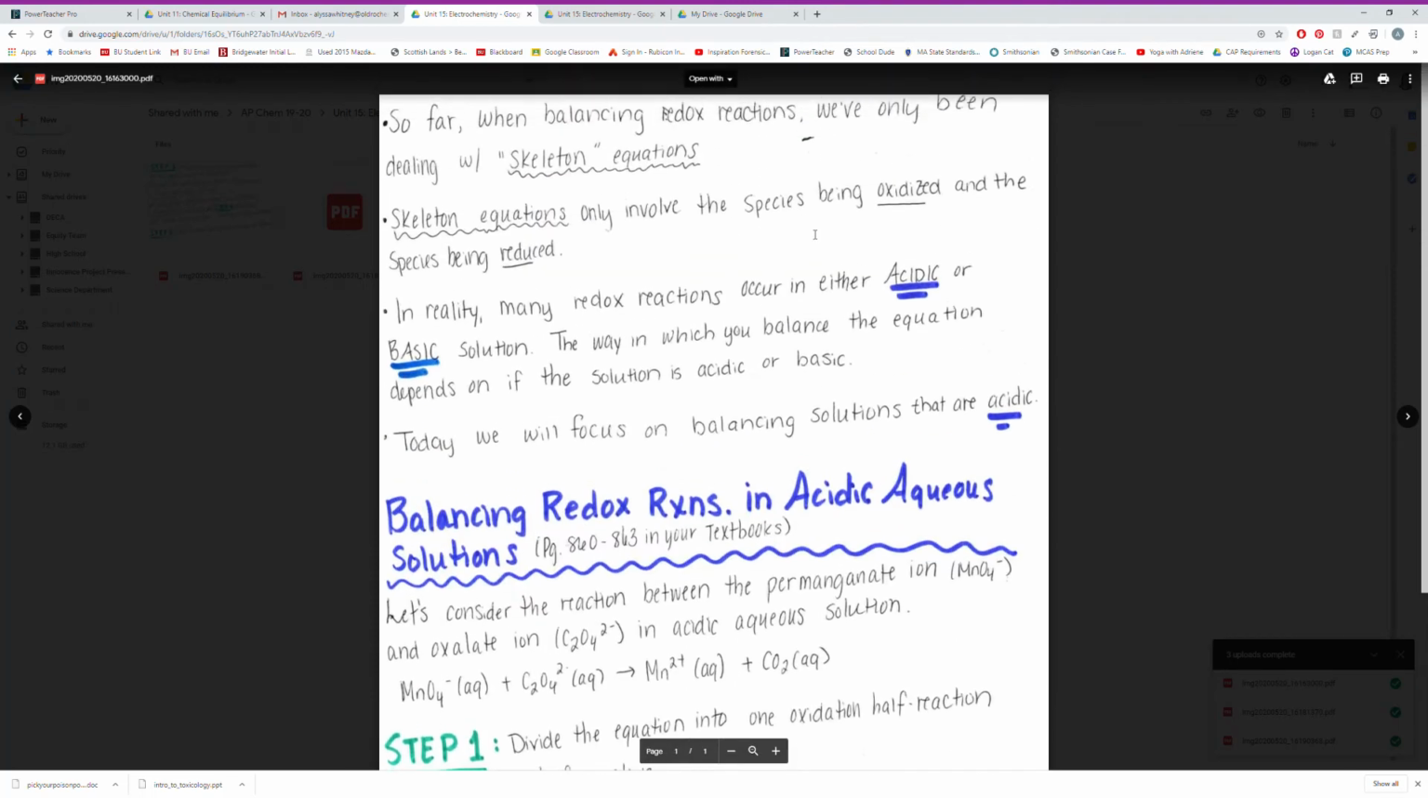Hello, everybody. So today we are going to continue through section 20.2 in your textbooks. We're not even going to finish all of section 20.2. We're just going to speak about one topic, which is balancing redox reactions in aqueous acidic solutions.